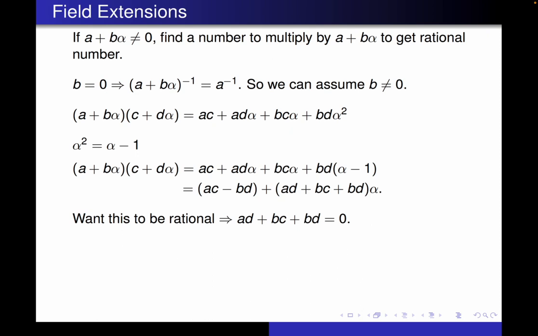Now remember, we get to choose our c and d to be whatever we want as long as it makes ad plus bc plus bd equals 0. Now we might have more than one choice, we might not.